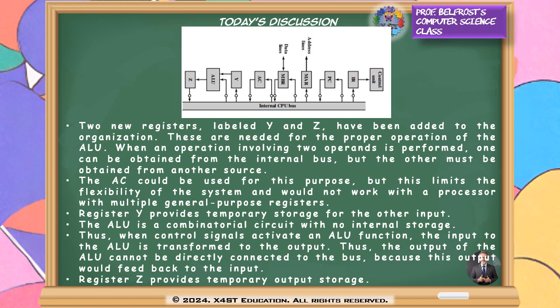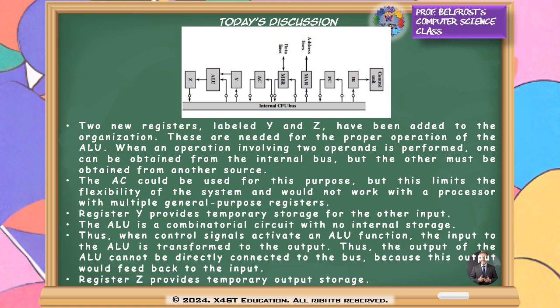The ALU is a combinatorial circuit with no internal storage. What is an ALU and what is a combinatorial circuit? The ALU will be discussed after the CU, maybe in the next two videos, after maybe the next two weeks. But what is a combinatorial circuit? We will cover these two, but maybe after we have covered all the basics of computers, we'll start discussing what is a combinatorial circuit, what is a sequential circuit, and so on.